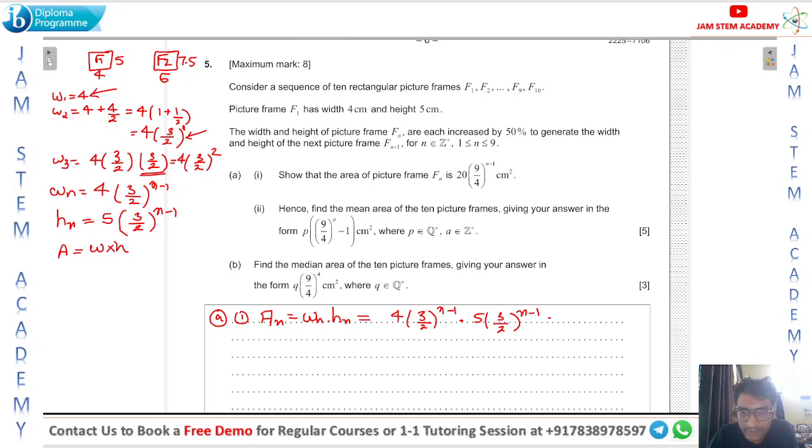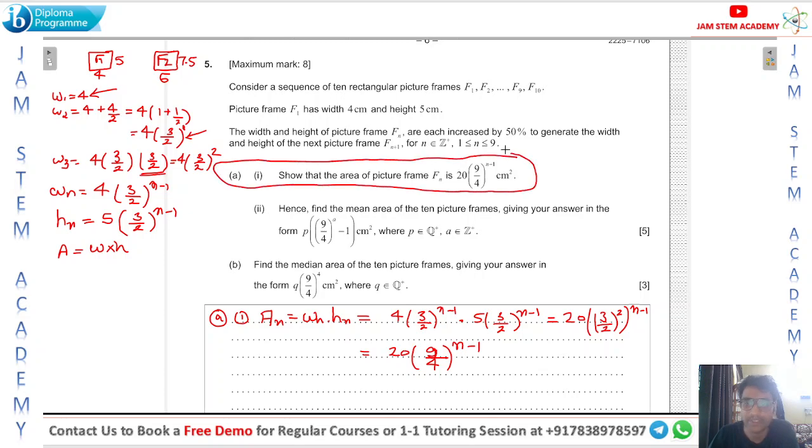So what is that? 20 as it is, and this is 3 by 2, 3 by 2, whole squared. So I can say 3 by 2 squared raised to the power n minus 1, right? Or 3 by 2 raised to the power n minus 1 whole squared, you can also write it. But that means the same. But we have to show that it is 20 times 3 by 2 squared, which can be rewritten as 9 by 4, raised to the power n minus 1. That's it. Hence proved, right? So the area of the nth picture frame is this much.